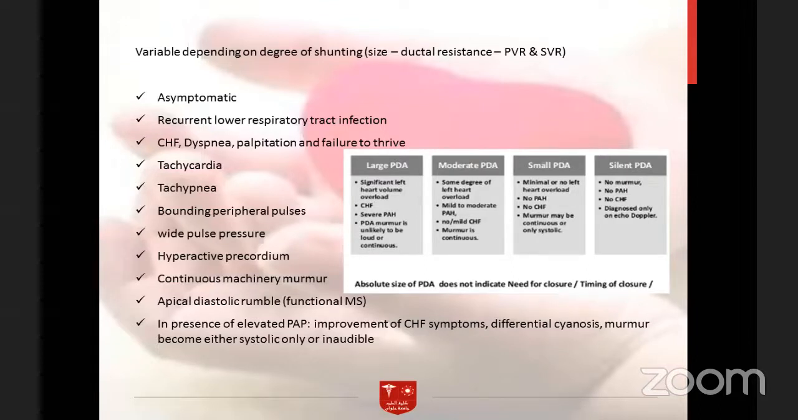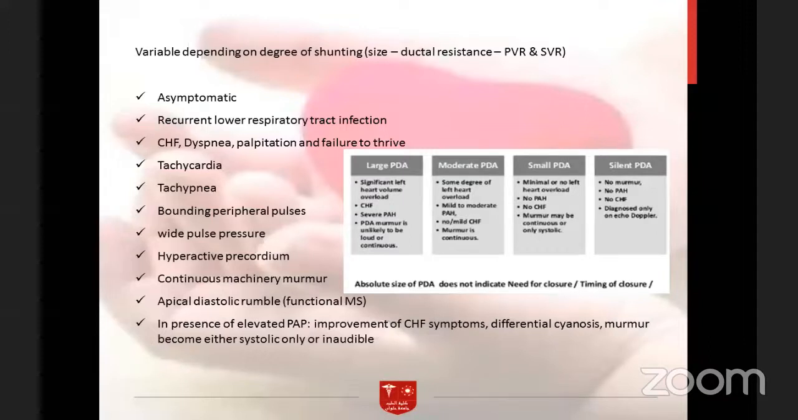And differential cyanosis is a bluish discoloration of the lower extremities, sparing the upper limbs, and it occurs with a difference of more than 5% in the oxygen saturation. By auscultation, we might hear the murmur as only systolic, or it may become completely inaudible.